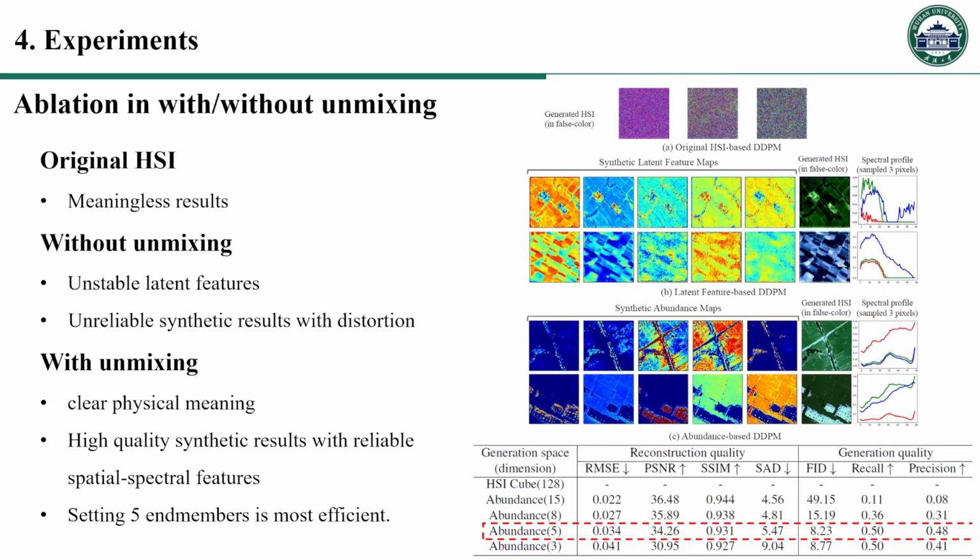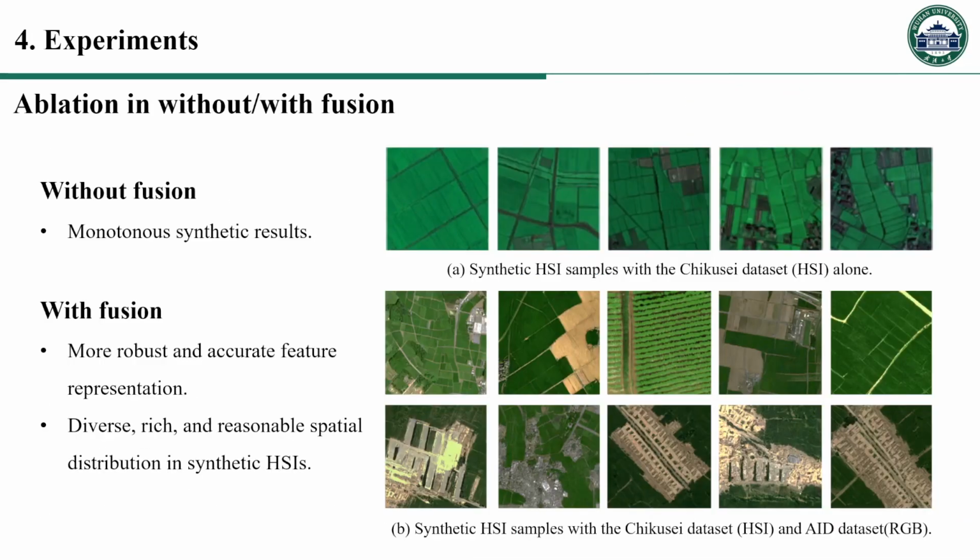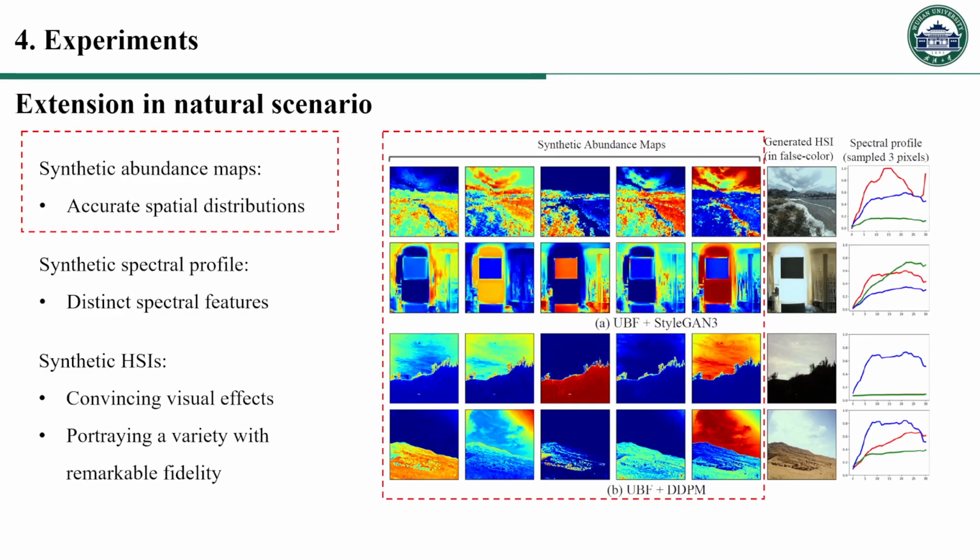The efficacy of our proposed HSI synthesis paradigm is also contingent upon the generation space. Setting 5 end members is the most efficient option. This slide reveals the significance of introducing the fusion process. Due to limited quantity, training with HSI samples alone results in monotonous generation outputs. Introducing more varied and accessible data provides rich and realistic spatial distributions. Boosted by such external guidance, the abundance-based diffusion is empowered to learn more robust and accurate feature representations, generating various and vast synthesized abundances.